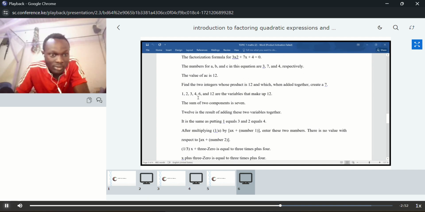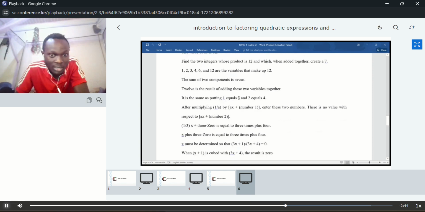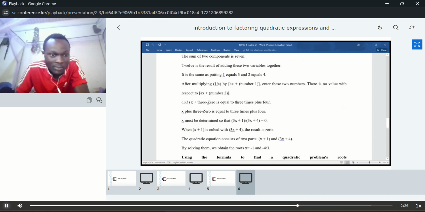1, 2, 3, 4, 6, and 12 are the factors that make up 12. The sum of the two numbers must be 7. 3 and 4 added together give 7, so it is the same as putting the first number equal to 3 and the second equal to 4. After multiplying 1 over a by ax plus the first number, we end up with these two numbers.